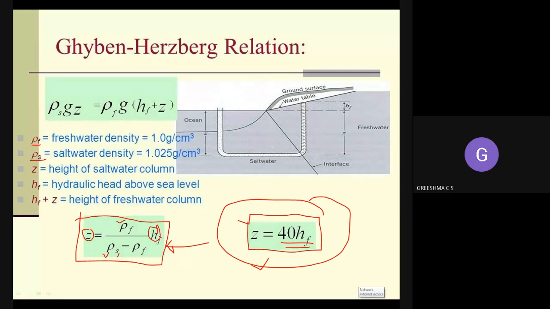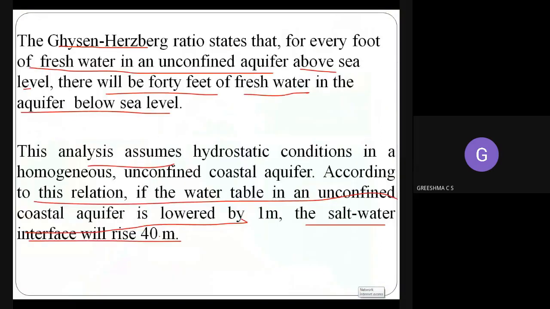You have to learn both these equations by heart, the equation Z is equal to 40 HF and the other equation also. You also have to understand this concept. This is very important. This is the concept that is put forward by Ghyben and Herzberg.